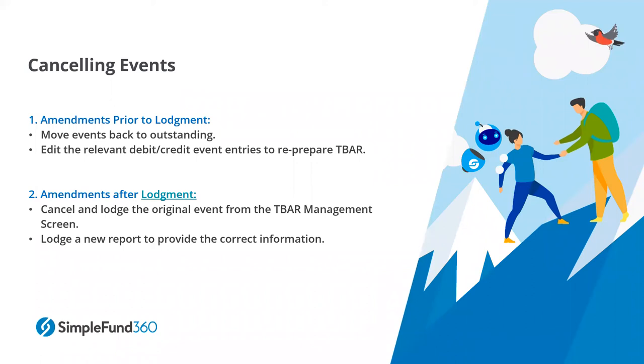Now, the second scenario is that you'd like to make an amendment to events that were already lodged. In this case, you'd have to cancel and lodge the original event from the TBAR management screen and lodge a new report to provide the correct information. There are two separate reports to lodge: one is the cancellation event, and the other is a TBAR with the correct information. All right, just to show you what this looks like.